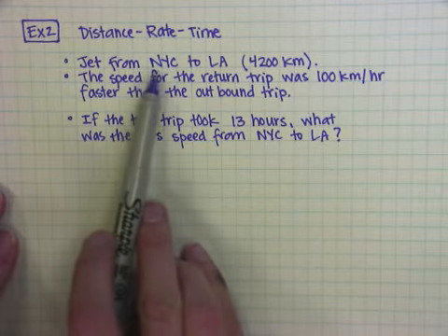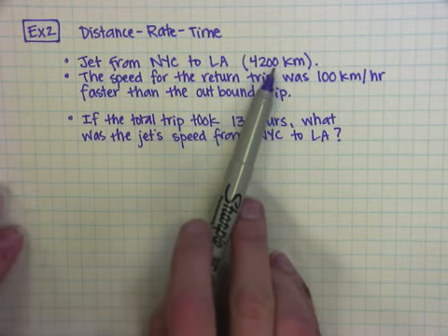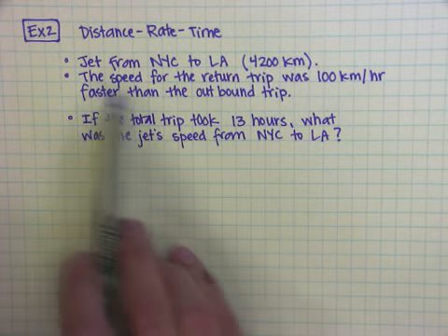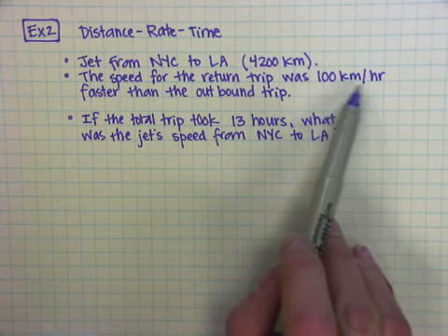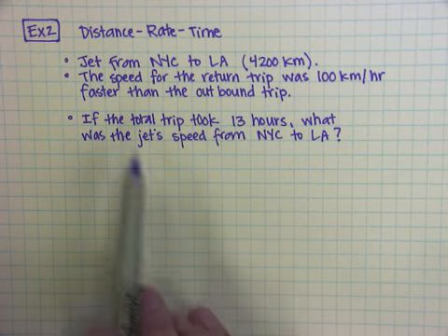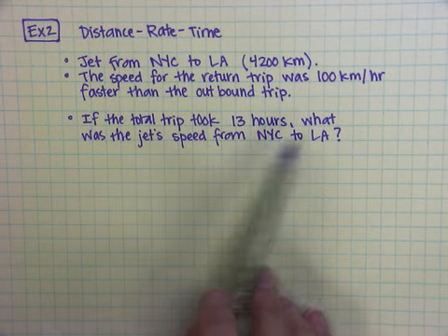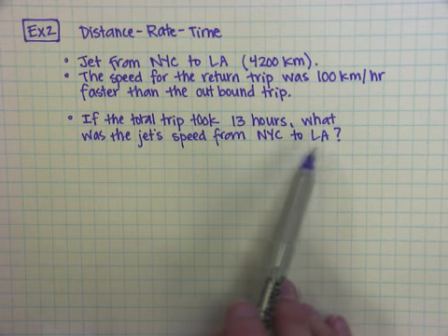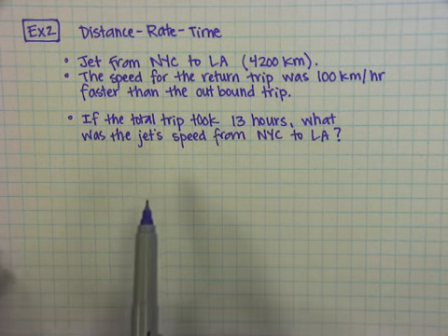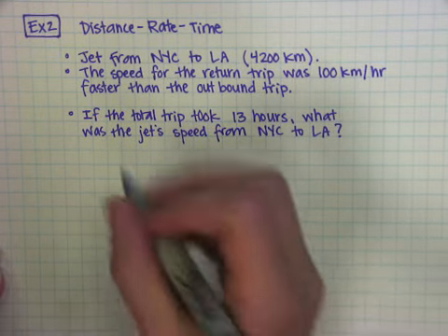So in this problem, we have a jet going from New York to LA, and they give us the distance as 4,200 kilometers. They tell us the speed for the return trip was 100 kilometers per hour faster than the outbound trip. And then they say that if the total trip took 13 hours, what's the jet speed from New York to LA? So here's my trick that makes solving these distance, rate, and time problems pretty quick and snappy.